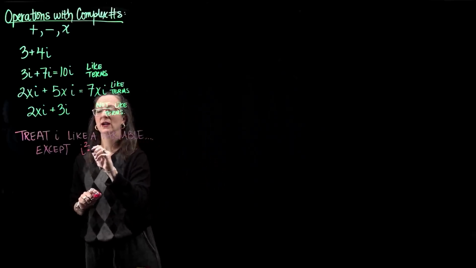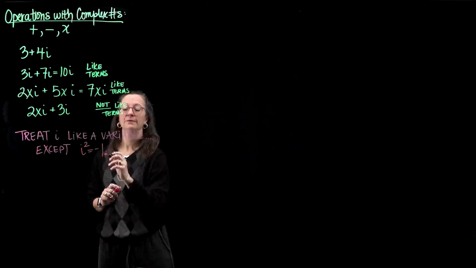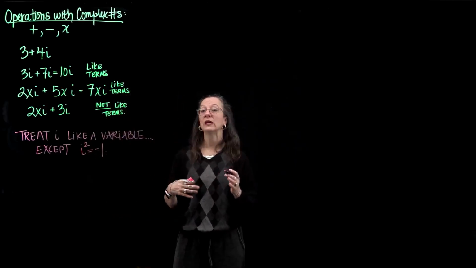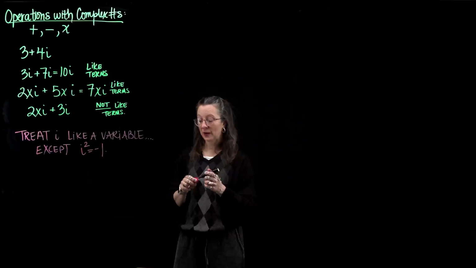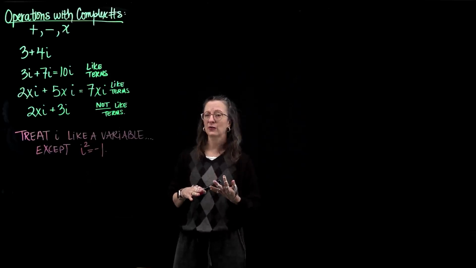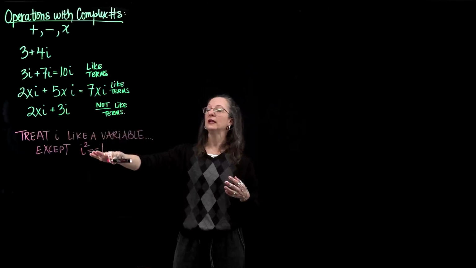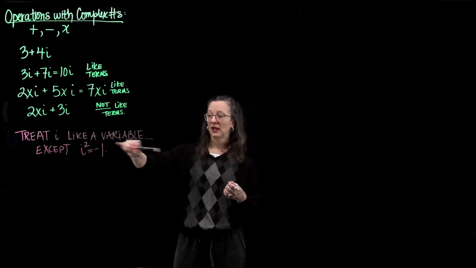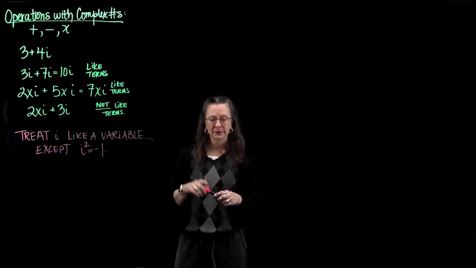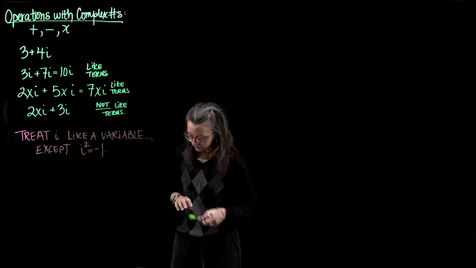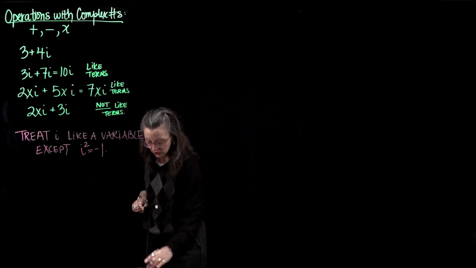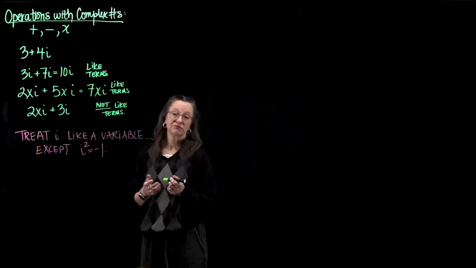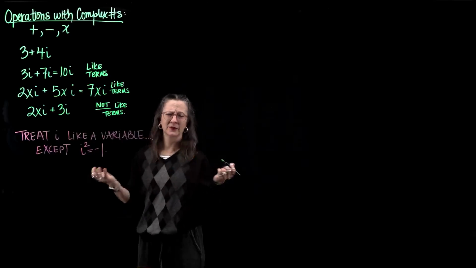So i squared is equal to -1. So anytime we have something bigger than i to the first power, say an i to the second, i to the third, we want to rewrite it using this fact right here. i squared is equal to -1. So let me show you what I mean. We're going to start with multiplication. Why not? We always start with addition.